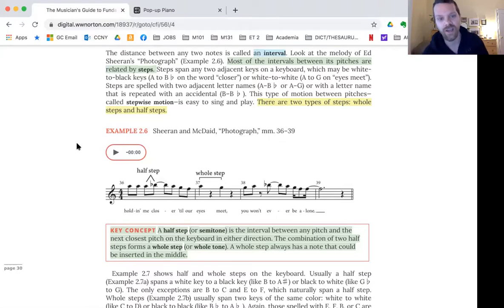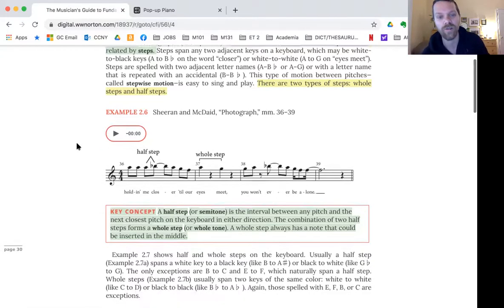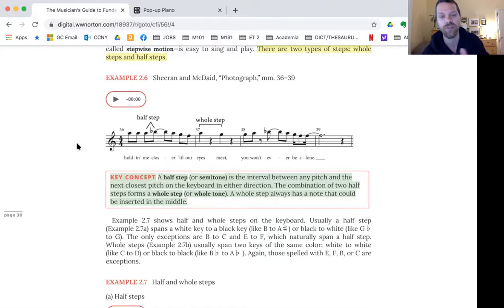And it's fairly simple to understand the distance and interval. And this is one of your key concepts here. A half step or semitone, I'll rarely call it a semitone, is the interval between any pitch and the next closest pitch. This says on the keyboard in either direction or on the staff, right? So let's look at this keyboard.